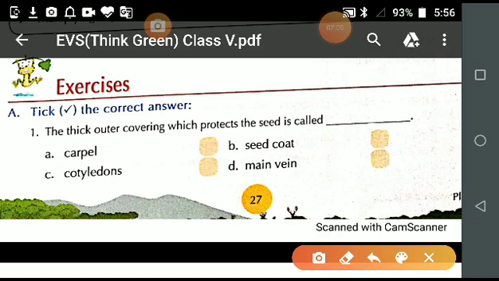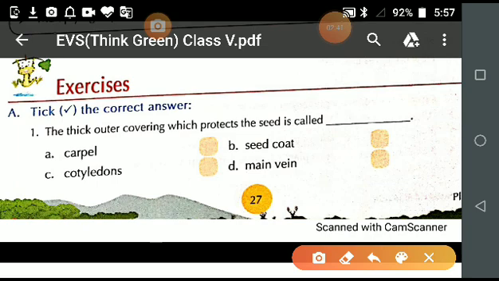Option A is carpel. Do you remember when I was teaching you parts of a flower? At that time I explained to you carpel is the female reproductive part of a flower. So option A is wrong.